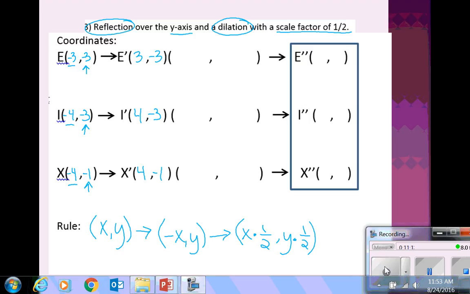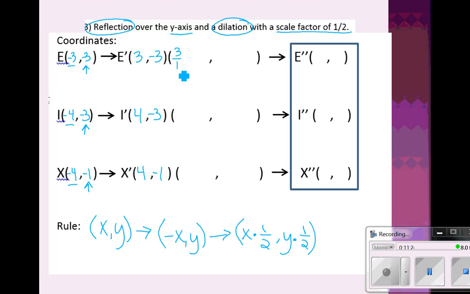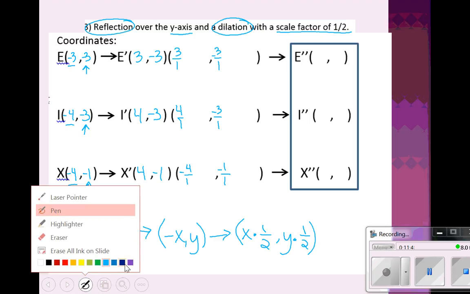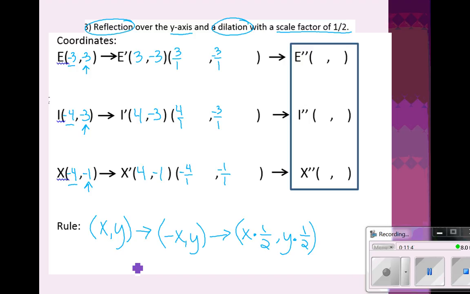Now we're going to do the dilation by 1/2. So I have a big parenthesis so I can show my work. And because I have fractions, I'm going to make all of my ordered pairs a fraction. So I'm just going to bring the ordered pairs over and turn them into fractions first. And I'm going to use a different color to show that I'm multiplying by 1/2 to each one of those. Times 1/2.